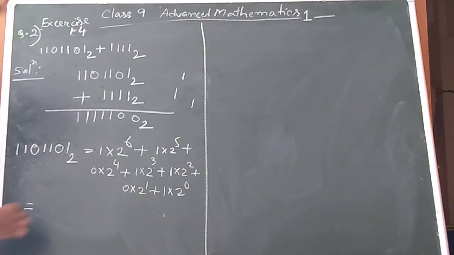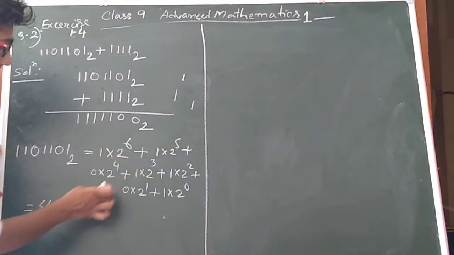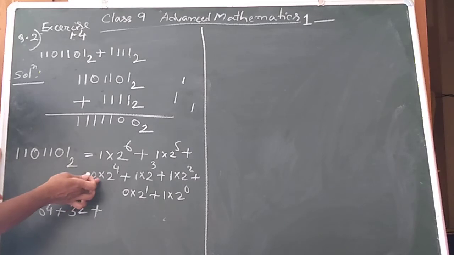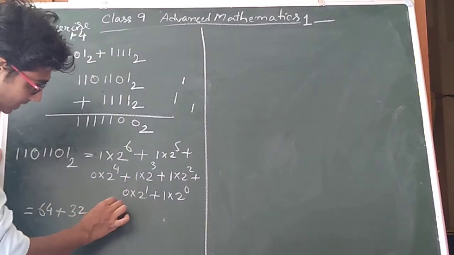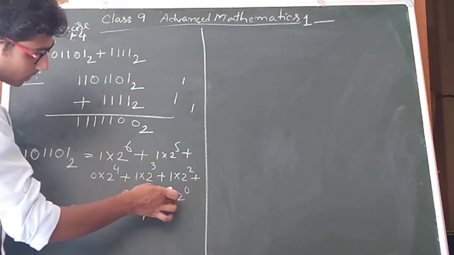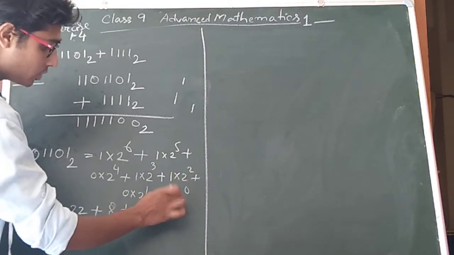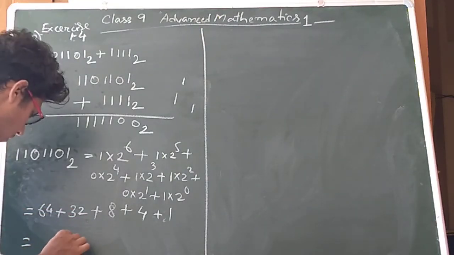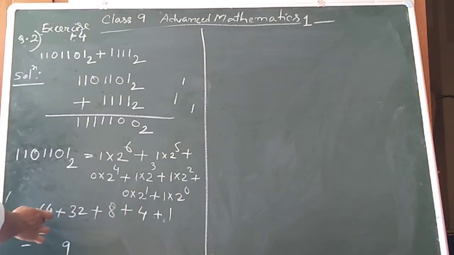So 2 to the power 6 means 64. 2 to the power 5 into 1 is 32. 2 to the power 4 into 0, the result is also 0. 2 to the power 3 means 8. 2 to the power 2 means 4, and here 0, so the result is also 0. 2 to the power 0 means 1, and 1 into 1 means 1. So we have to add these numbers. So this one is the decimal form of this binary number: 109.